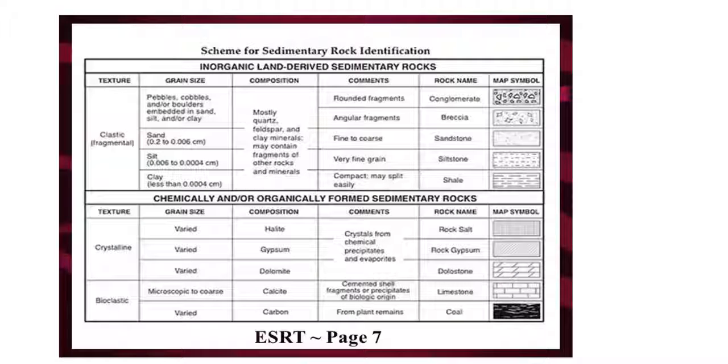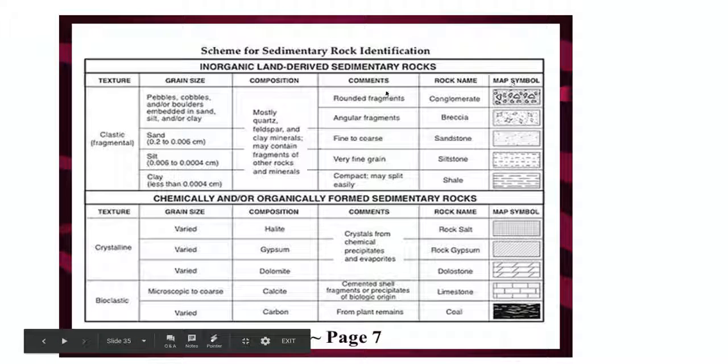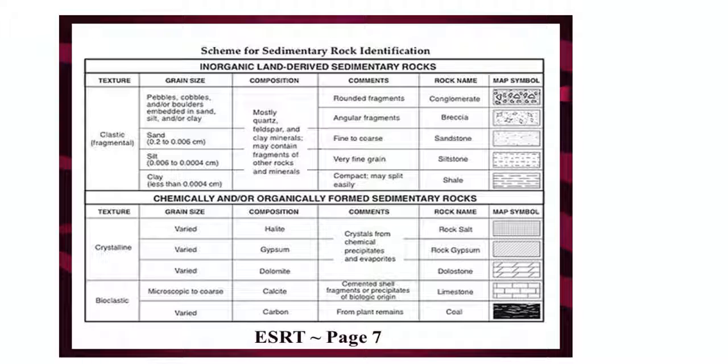If you look to page 7 of your reference table, you'll see the scheme for identifying sedimentary rocks. We're going to use this a lot when we do the lab. What you'll notice is that we essentially have two groupings of these sedimentary rocks. The first group, the top five, are the inorganic land-derived sedimentary rocks. Those are formed by the first formation process, where sediments are compacted and cemented together.